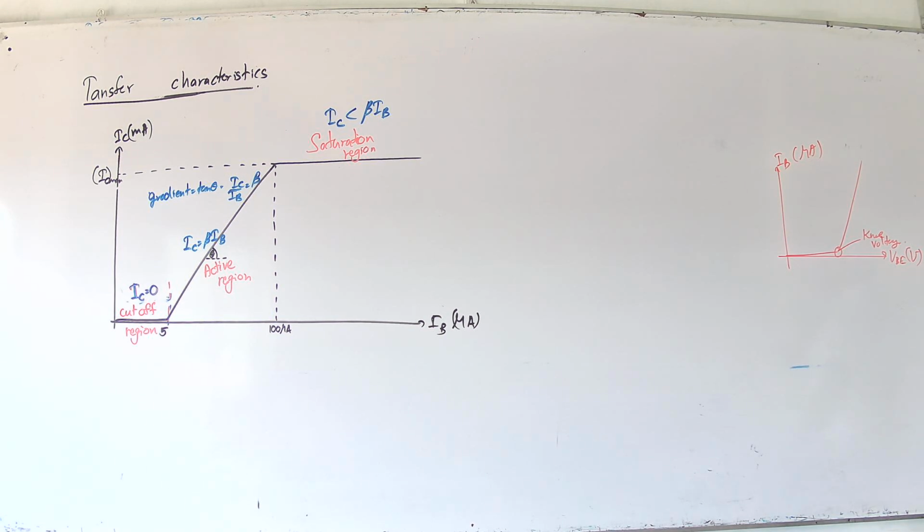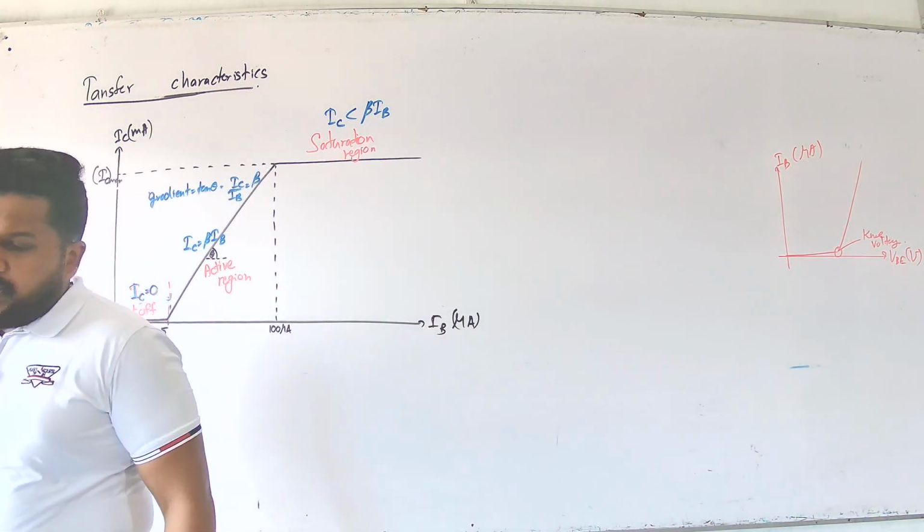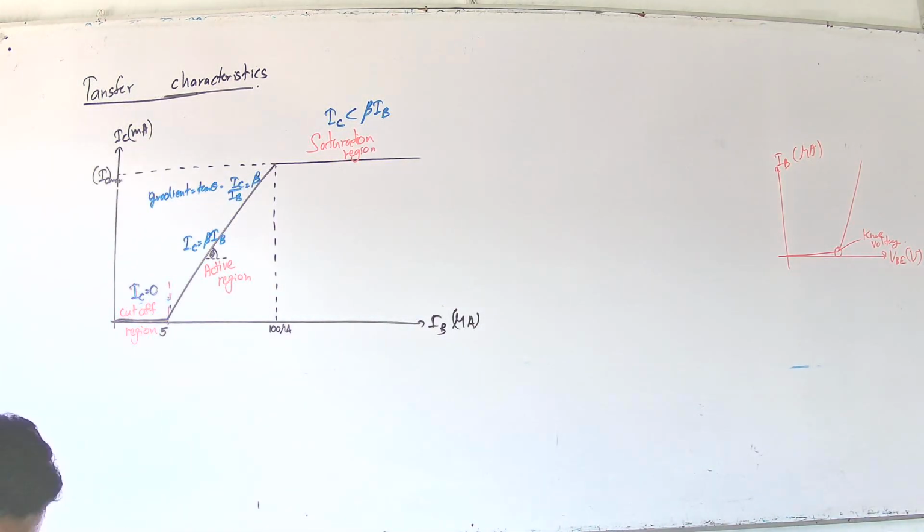IB is varied with VBE with the help of R1, and at the same time keeping VCE constant.